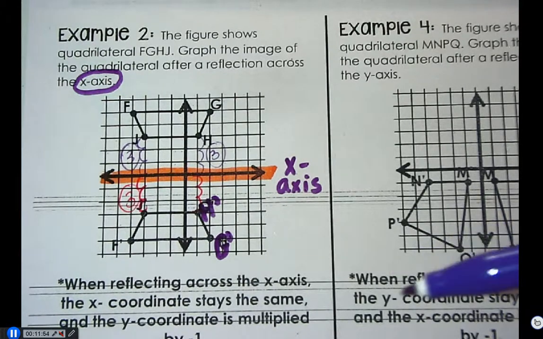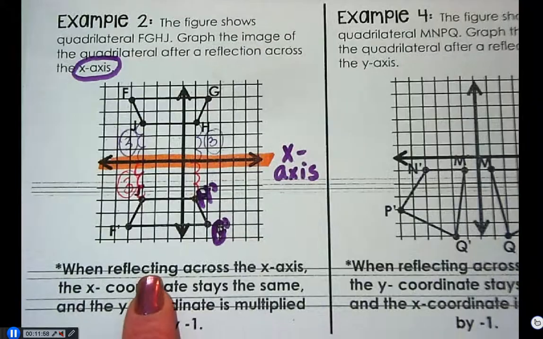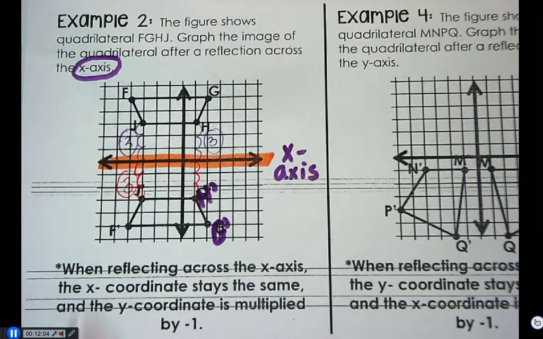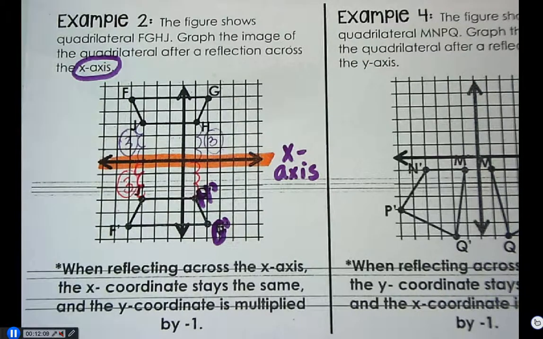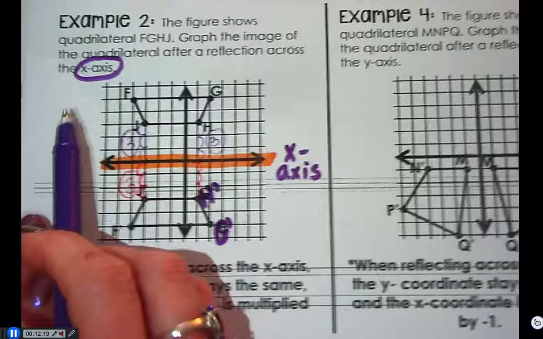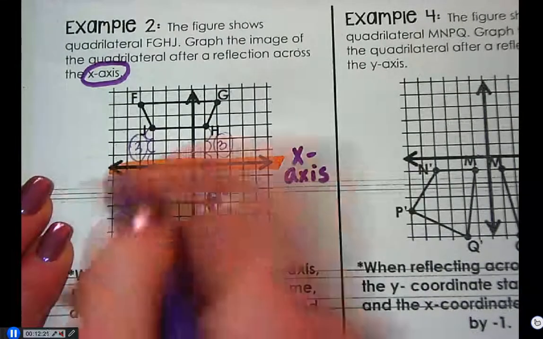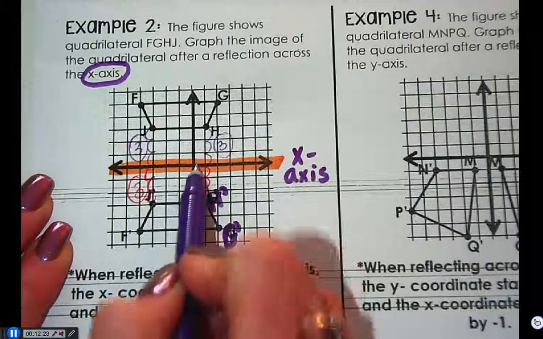So one of the things that you guys may notice is that when you reflect across the x-axis, the x-coordinate stays the same and the y-coordinate becomes the opposite. So we're going to use the room over here just to look at that relationship, because that may be helpful if you don't want to use the graph paper to do your translations. You can actually look at what's happening with the coordinates themselves. So let's just look at a couple of the coordinates. Let's look at F, since we didn't look at F.